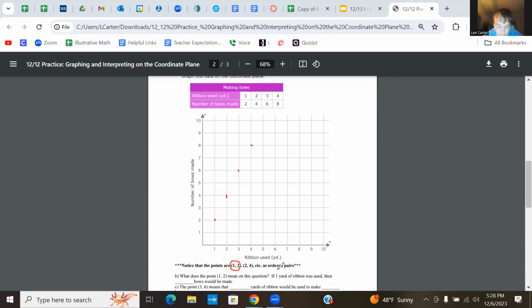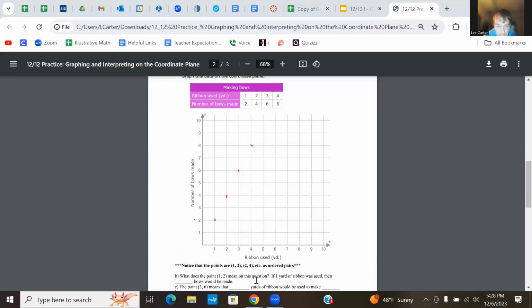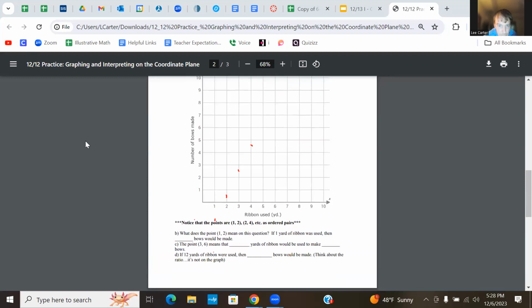So the point 1, 2 on this question means if 1 yard of ribbon was used, then 2 bows would be made. All right, so this is just about reading the graph. 2 bows will be made with 1 yard of ribbon. Okay. All right, next one. 3, 6 means that 3 yards of ribbon would be used to make 6 bows. Okay, so 3 yards of ribbon for 6 bows. It's going to be like this. 3 yards of ribbon for 6 bows.